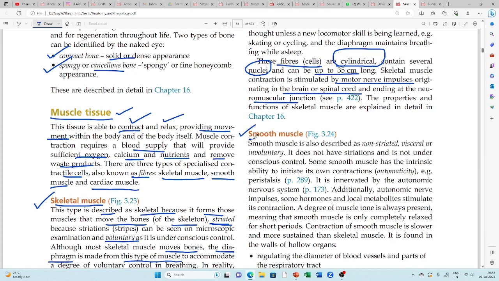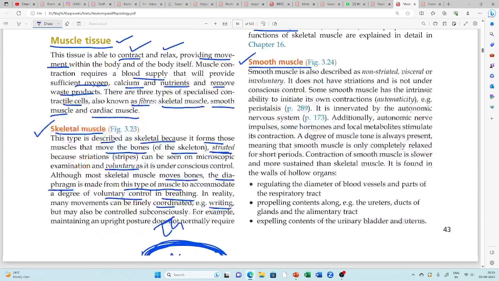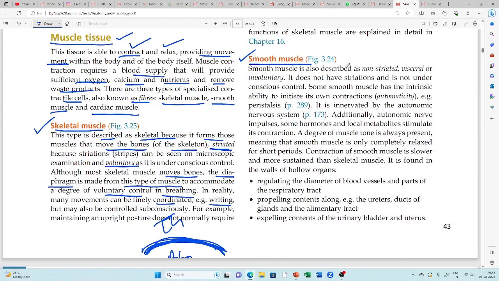the second type of muscle is smooth muscle. Here you can see smooth muscle is described as non-striated. When I explained skeletal muscle, I told you it is striated, but in smooth muscle it is non-striated. There is no striation. It is visceral and involuntary. It does not have striation and it is not under conscious control. Involuntary means it is not under our control.